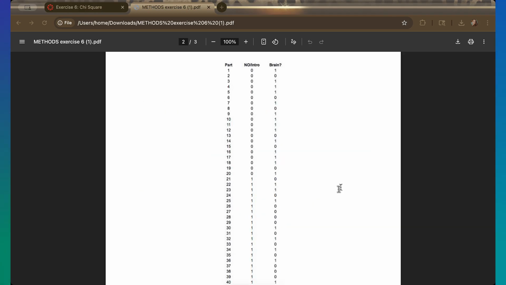Now let's look at our example. In this example, we surveyed 40 students. Half of them had taken Introduction to Psychology and the other half had not. Each student answered a true or false question: we only use 10% of our brain's capacity, true or false. A correct answer is coded as 1 and an incorrect answer is coded as 0.